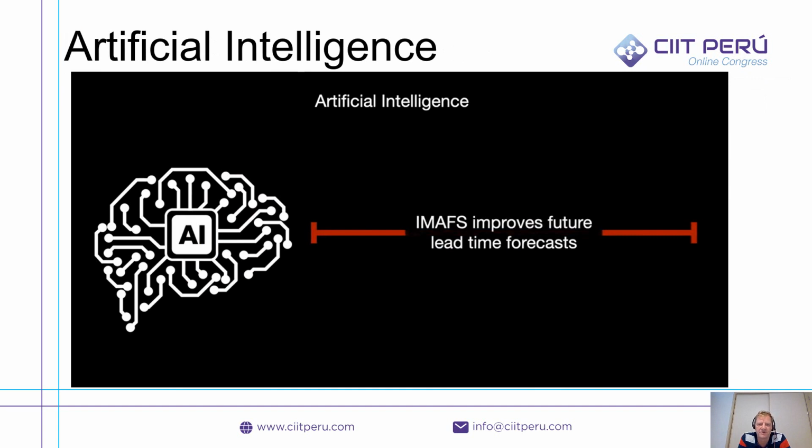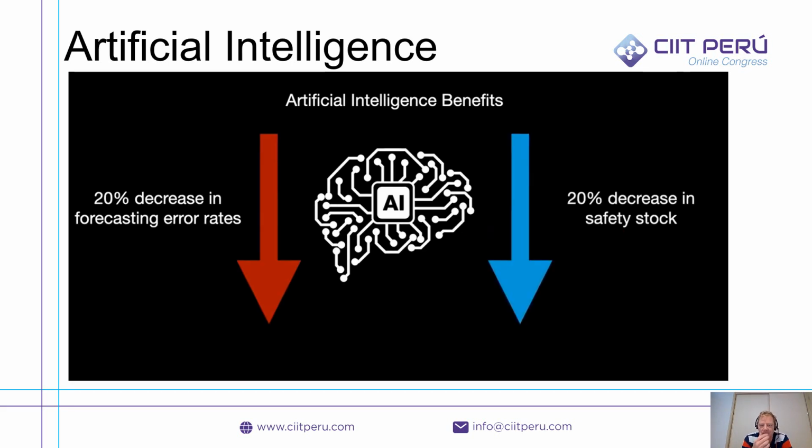So artificial intelligence improves our future lead time forecasts. It also benefits us in our forecasting. There's a 20% decrease in forecasting error rates when we use the artificial intelligence benefits, and this can correlate to a 20% decrease in the amount of safety stock that we need to hold.